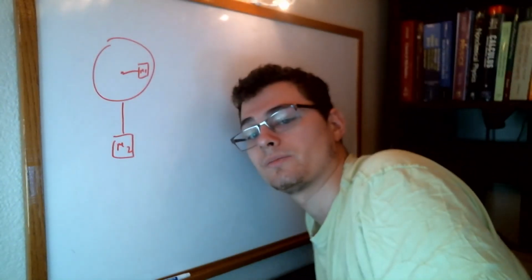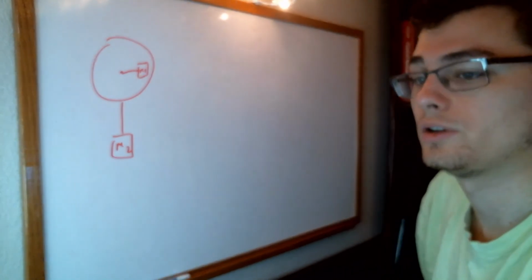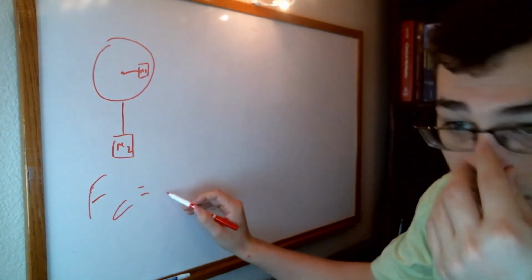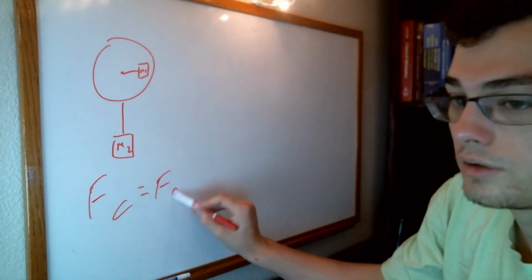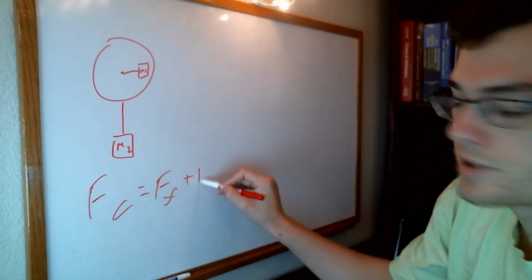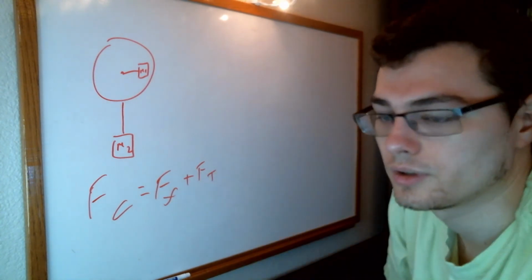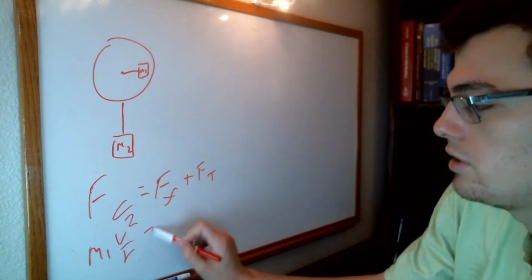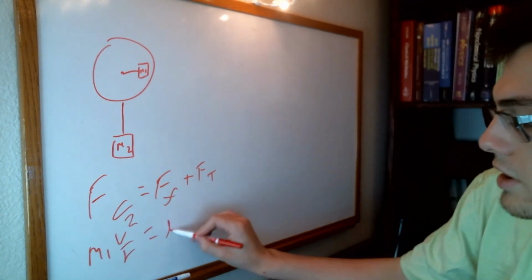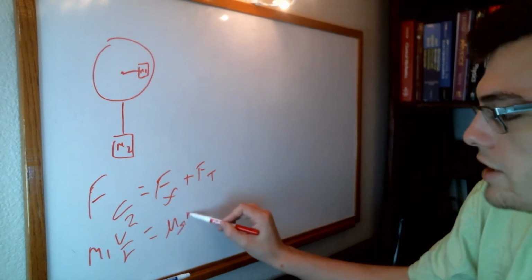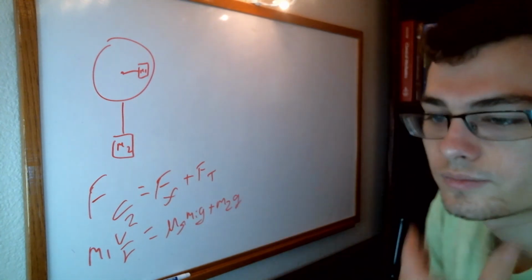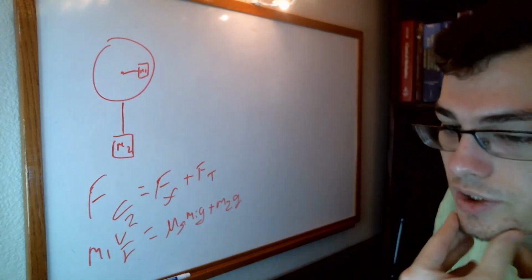Okay, so we can say that Fc is equal to our force of friction plus our force of tension here. So this is m1 v squared over r, and then this is going to be mu s m1 g plus m2 g. And so then we just need to solve for v.